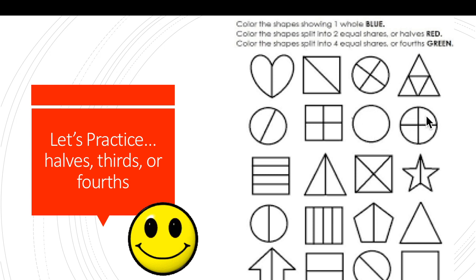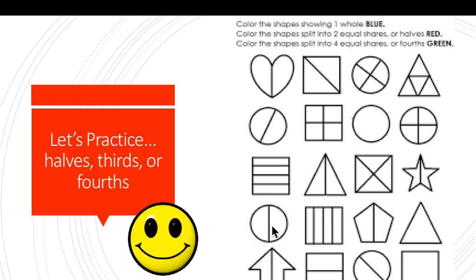Here we have one, two, three, four. Four equal parts. What do we call four equal parts? We call them fourths. How many parts do we have here? One and two. Two parts we call halves. How many parts do we have here? One, two, three, four. We call them fourths. And here, two parts. We call them halves.